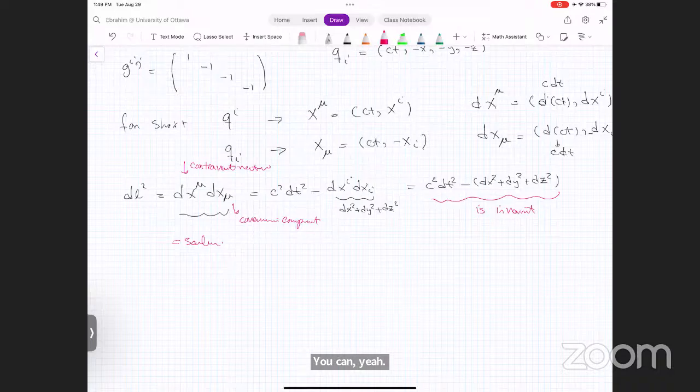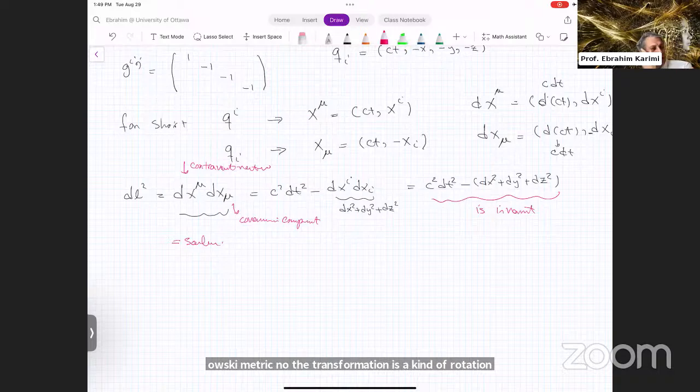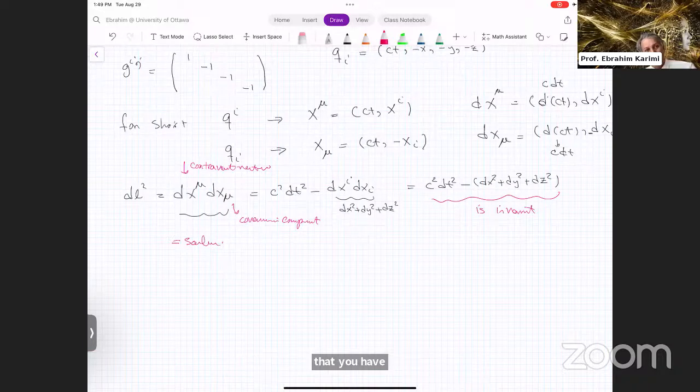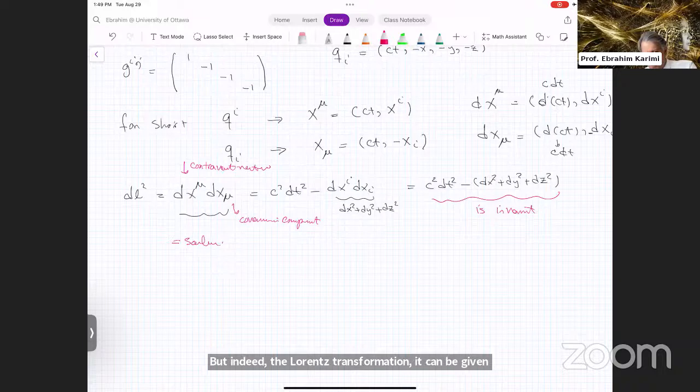Yes, there is another question from Amir Hussein. Is it possible to get the Lorentz transformation from the Minkowski metric? From the Minkowski metric, no. The transformation is a kind of rotation, right? The Lorentz transformation, if you consider the time as imaginary, will be a rotation in that coordinate, which is given by hyperbolic functions. But indeed, the Lorentz transformation can be given by the boost, how to move from one frame to another frame, in no relationship with the Minkowski metric so far, okay?